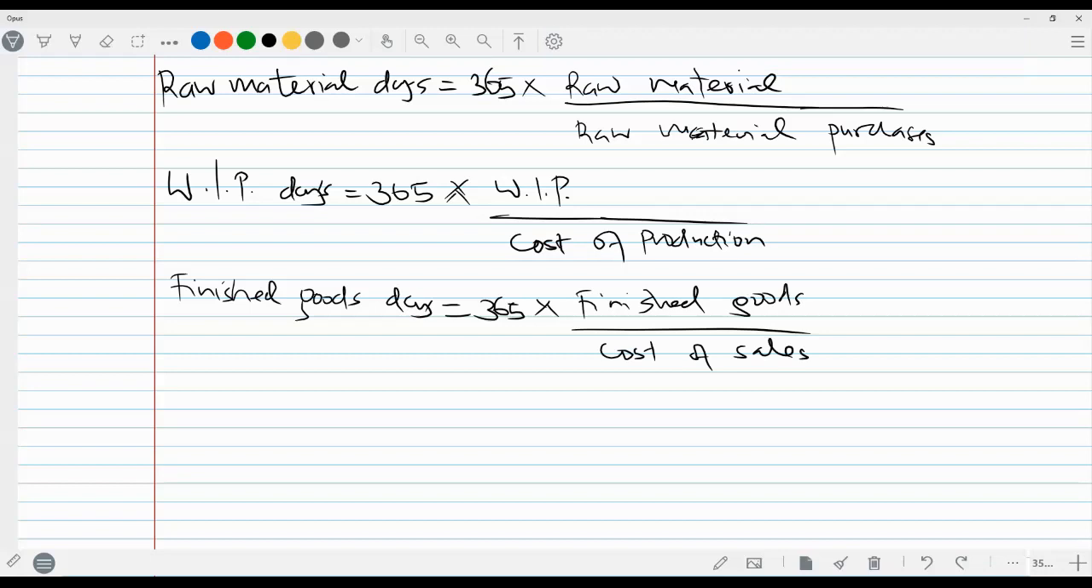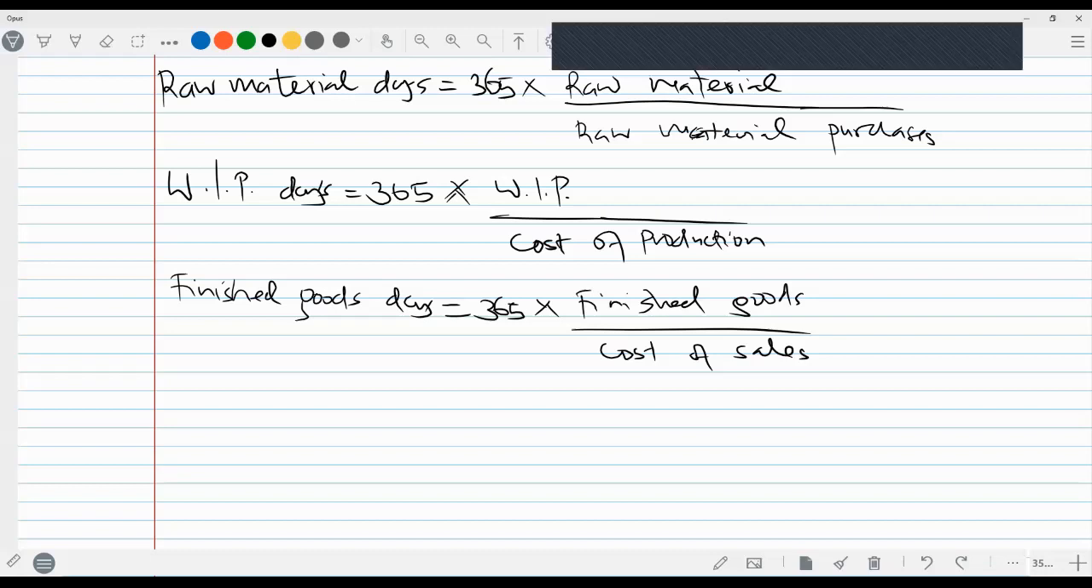Just the normal way you prepare your P&L. Raw material, cost of production, cost of sale. We have raw material, we have work in progress, finished good. So the same way. Once you do a few examples, these formulas will stick. So don't cram them, by the way. Anyway, that's what we get. Therefore, the 3 give us the total inventory days.